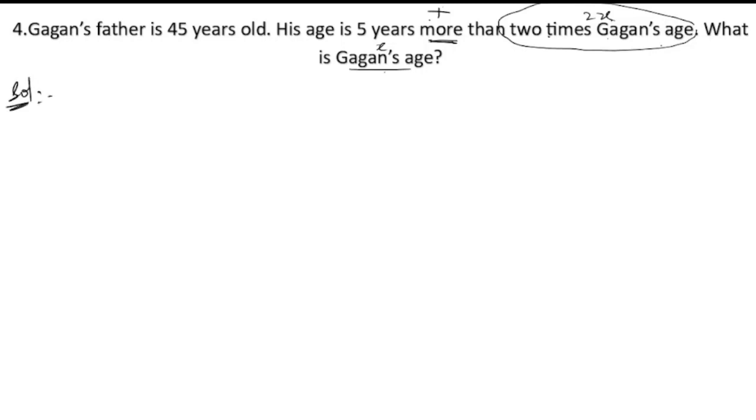So let us write, let us take Gagan's age to be x. Let the Gagan's age be x years.